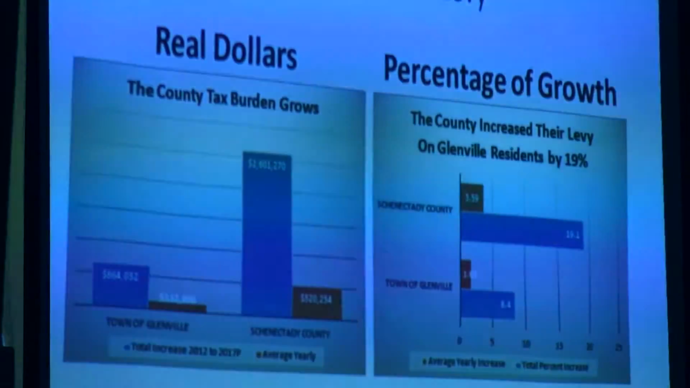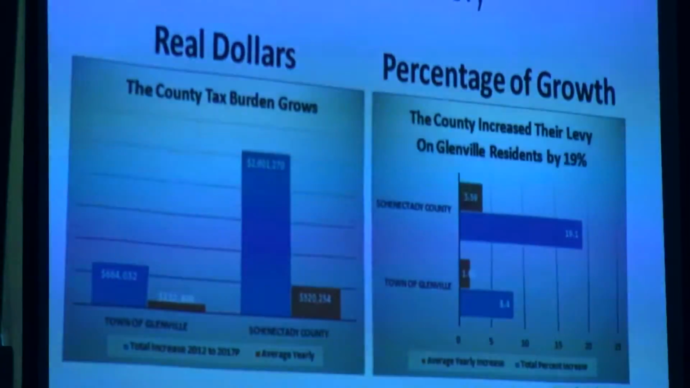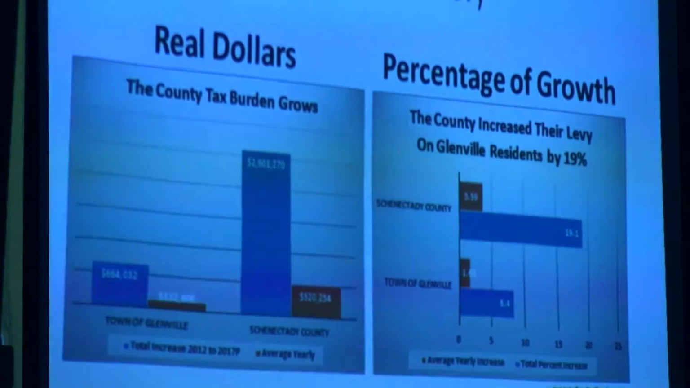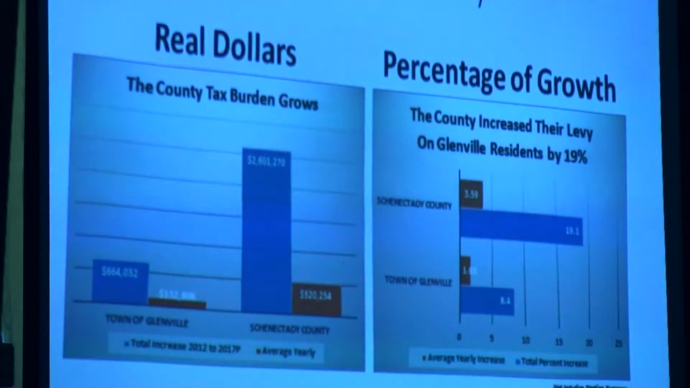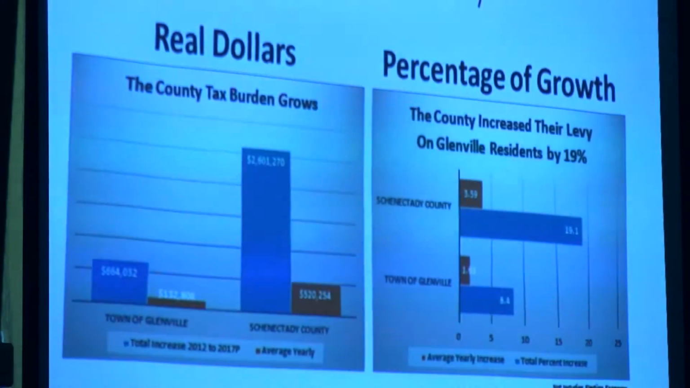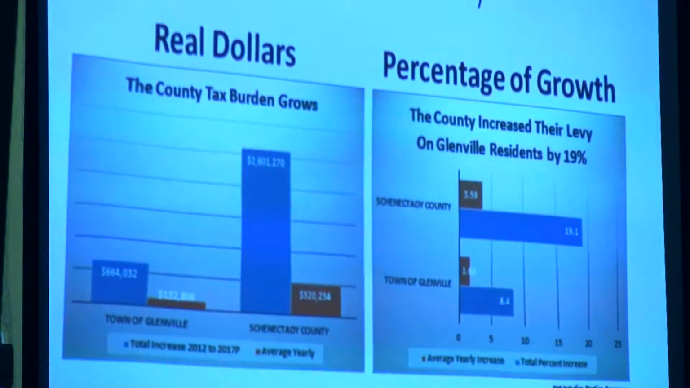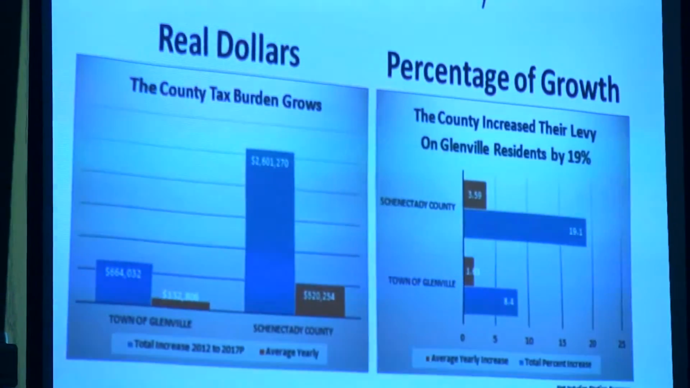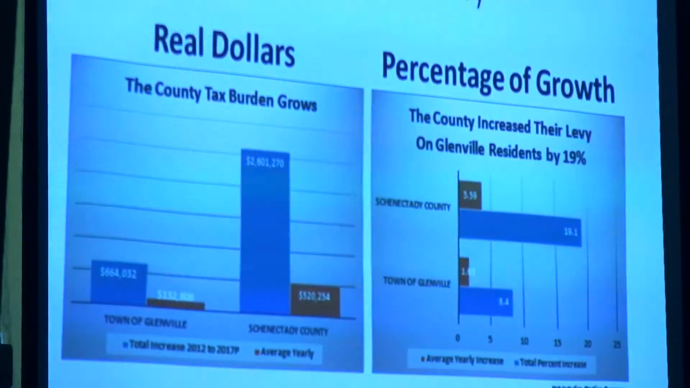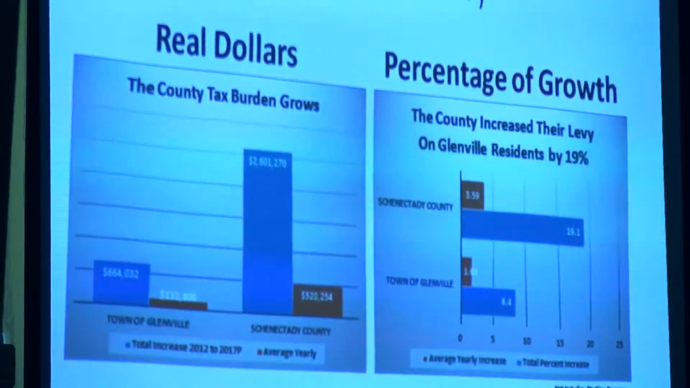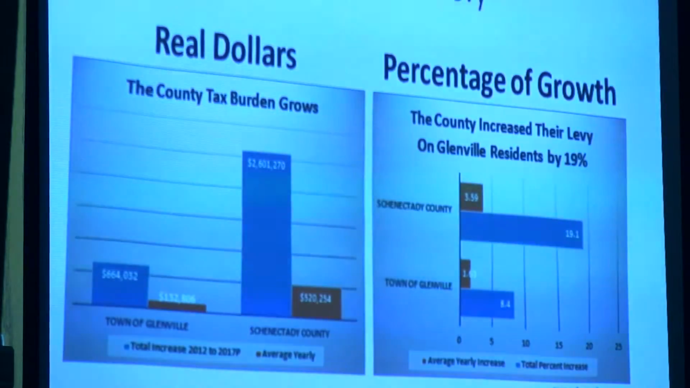So in real dollars, what does that mean? Well, my little trusty laser level's not working, the battery must have died, but you can see the town of Glenville's increase from 2012 to 2017 is that little blue bar to the left. Our average is the orange, $132,000 a year over the 5 years. But compare that to the county's $2.6 million increase over 5 years, just on the residents of the town of Glenville. And what that turns out to be on an average yearly is $520,000 every year that levy's going up.